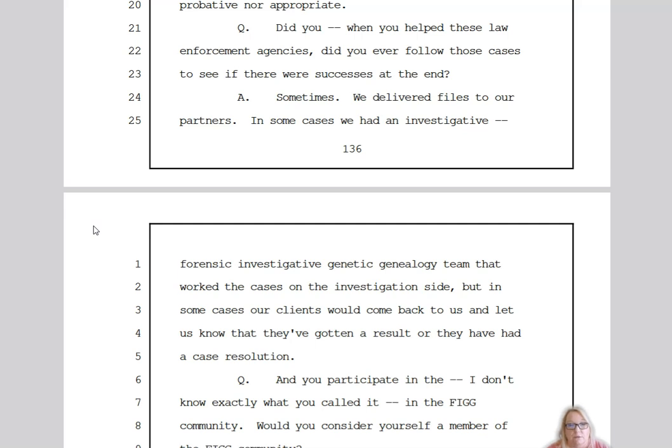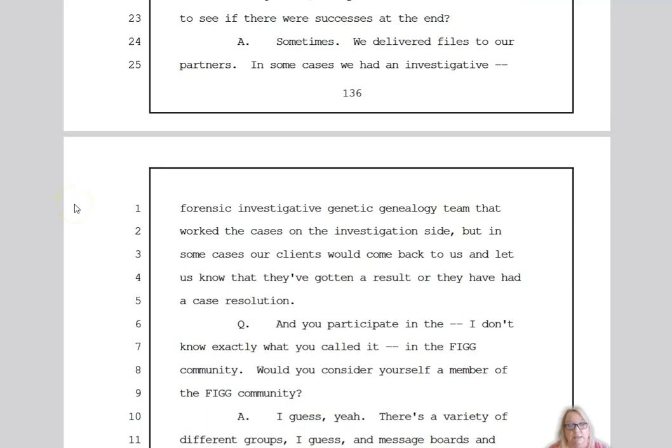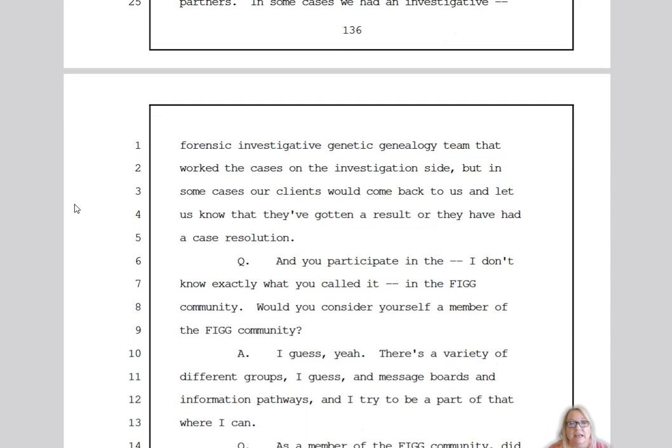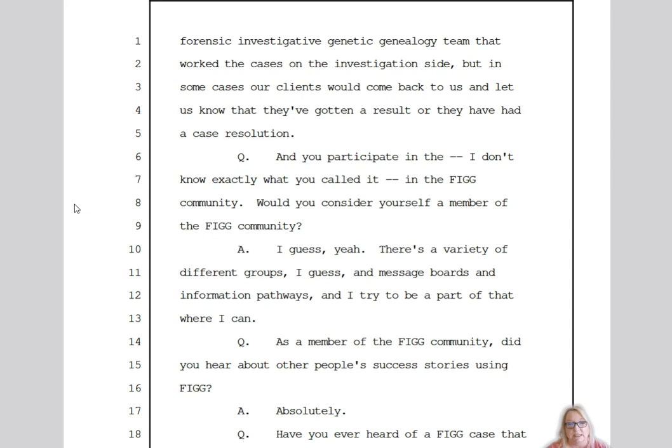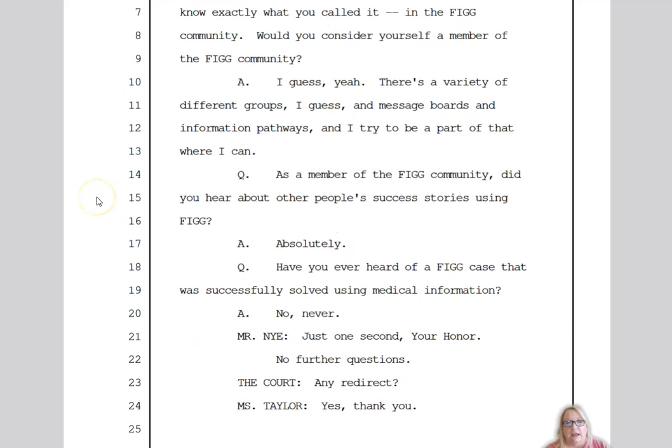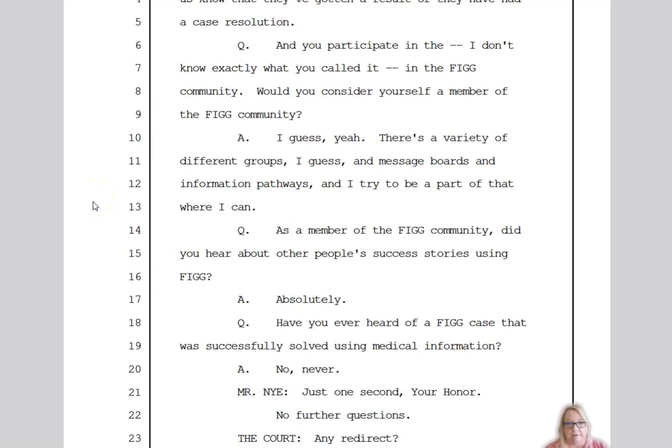When you helped these law enforcement agencies, did you ever follow those cases to see if there were successes at the end? Sometimes. We delivered files to our partners. Interesting. In some cases, we had a forensic investigative genetic genealogy team that worked the cases on the investigative side. But in some cases, our clients would come back to us and let us know they've gotten a result or they've had a case resolution. And you participate in the, I don't know exactly what you called it, the FGG community. Would you consider yourself a member of the FIGG community?